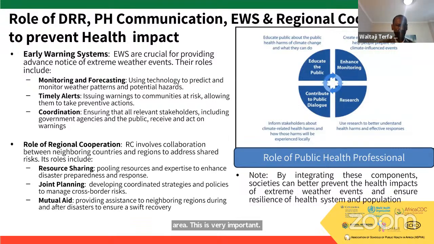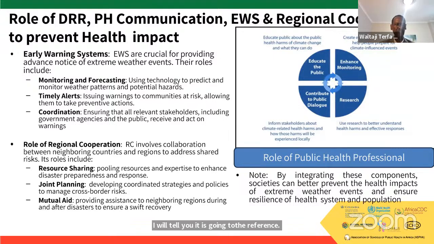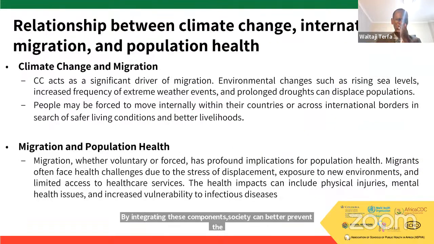So the other thing is the role of the regional cooperation. In this area, there is the need of regional cooperation between the neighboring countries and also regions, and even between district and between subnationals, and also global. So this is resource sharing, especially from the global community, and also internally for the disaster reductions. And the joint planning, as well as mutual aid, is very important in the regional cooperation to address this gap. So by integrating these components, society can better prevent the health impact of extreme weather events and ensure resilience of the health system and the population.